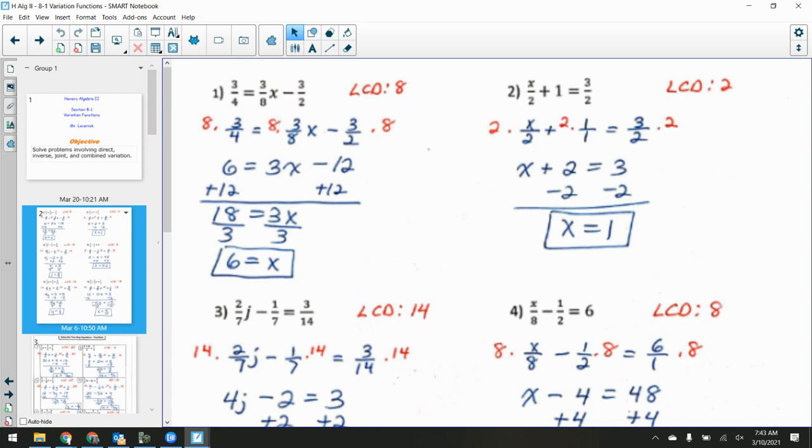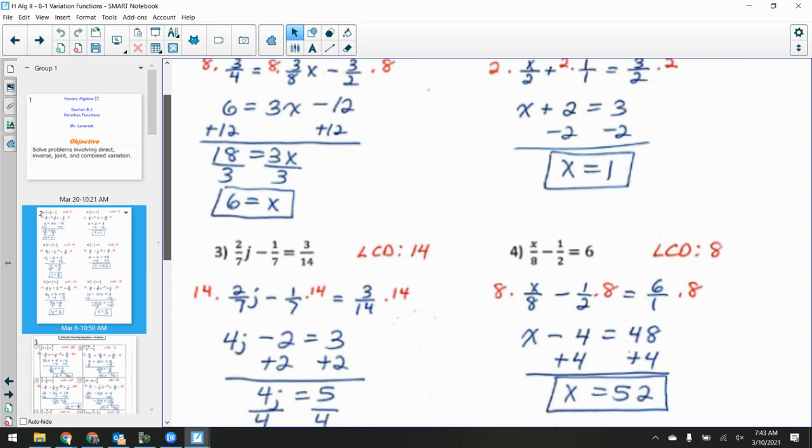Add the 12, divide by 3. Number 2, the LCD is just 2 because there's only denominators of 2. So you multiply in, cross cancel the 2 with an X. You multiply the full 2 in, you get the 1. 2 times 1 is 2. You cross cancel with the 2 to leave the 3. Subtract the 2, get X equals 1.